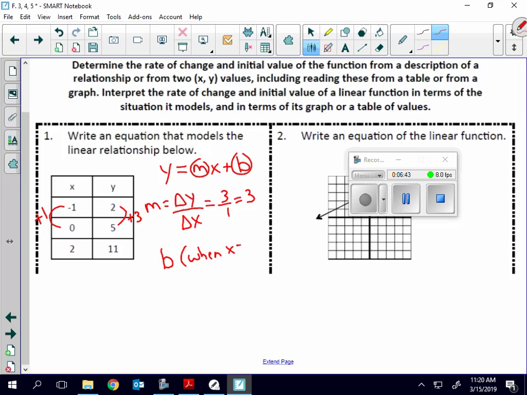is when x equals 0. If you don't have it in your table, you'll need to find it. But for now, we have it in the table. When x is 0, y is 5. So b equals 5. So this equation or function is y equals 3x plus 5. mx plus b.